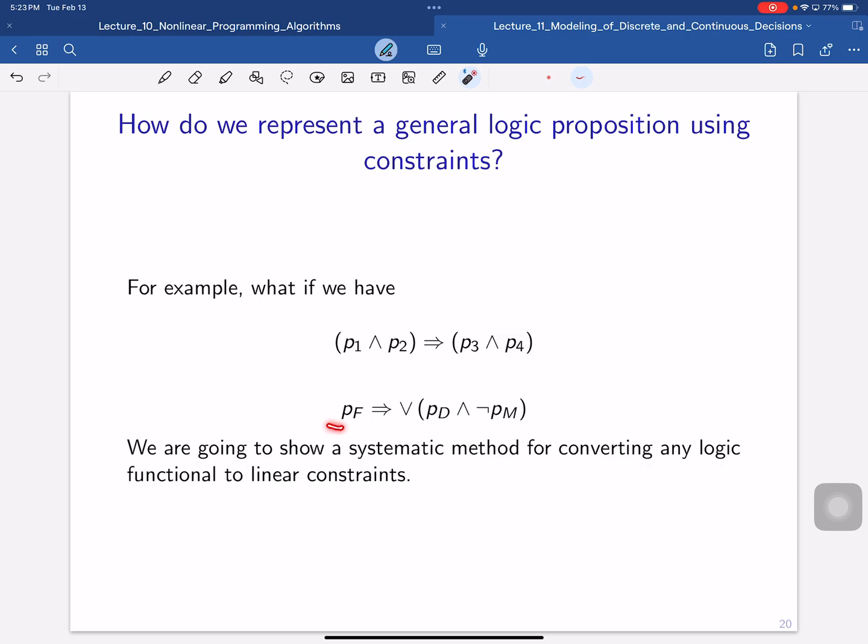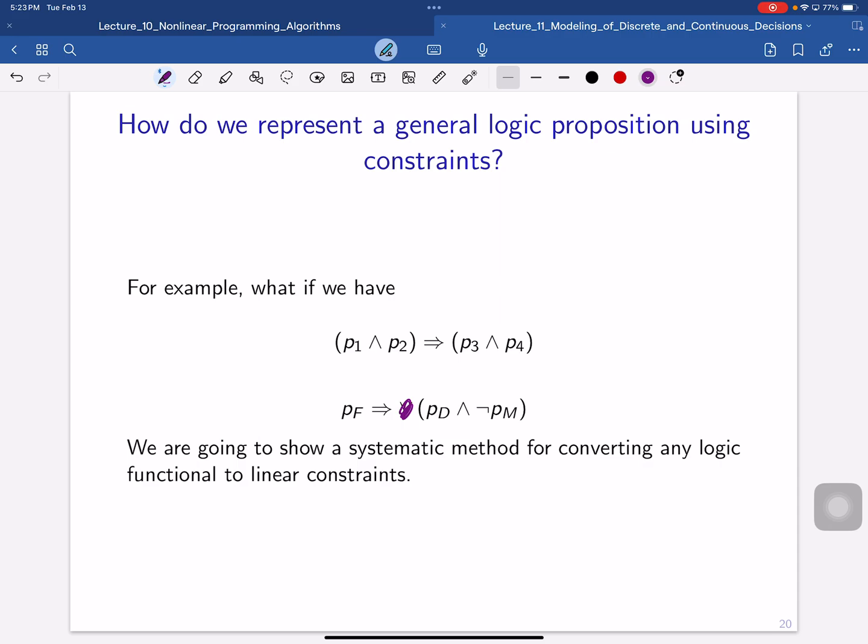Or you want to say P sub F implies, so let's remove this part. It doesn't make sense here. So it implies PD and not PM. If you look at this for some time, maybe if you are very smart, you are able to express this as constraints. But you have to think about this on the fly. It is not as straightforward as the simple operators.